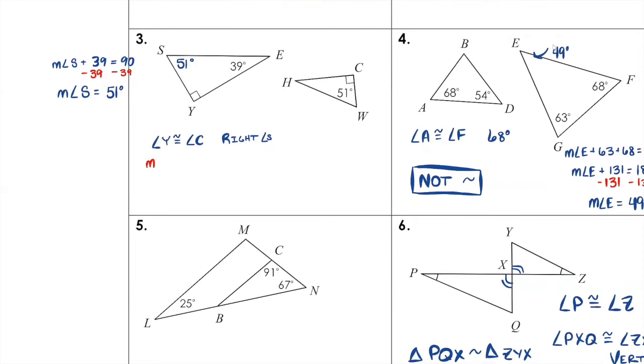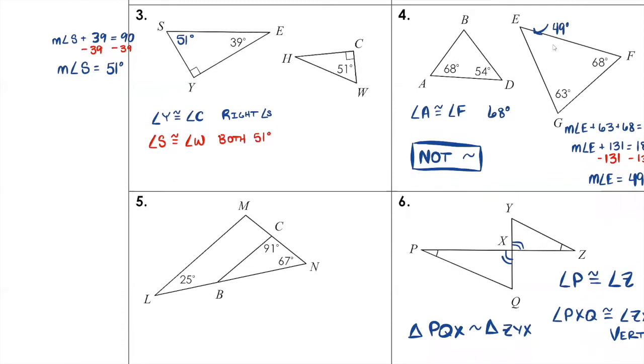So we know the measure of S, so we know angle S is congruent to angle W, because both are 51. Now that we've got two congruent angles, what can we say about these triangles? They are similar. So we'd say ESY is similar to what? HWC.